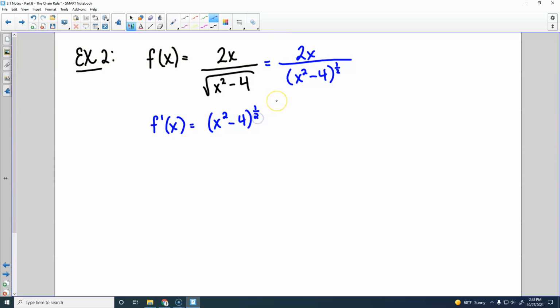Alright, so if we use quotient rule, low times the derivative of the high, minus high times the derivative of the low, which here is going to be where we have to use our chain rule. So Noah, what are we going to get when we take the derivative of that low there?